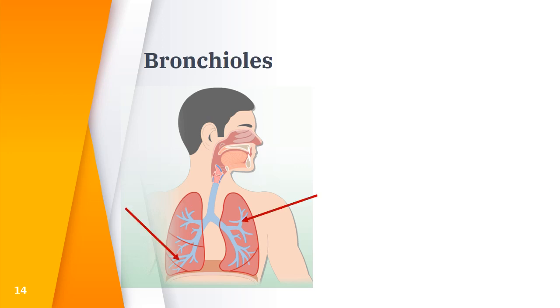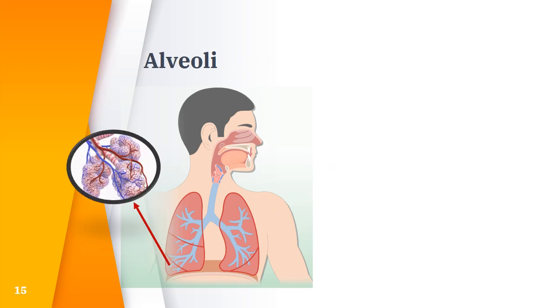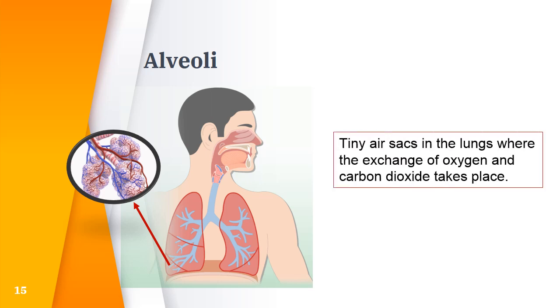This part is what we call the bronchioles. The bronchioles are smaller bronchi, or small branches of the bronchial tubes that lead to the alveoli. Next, we also have here the alveoli. At the tip of the bronchioles, we have here an enlarged feature of the alveoli. It is the tiny air sacs in the lungs where the exchange of oxygen and carbon dioxide takes place. The clue word for alveoli is the term air sacs.